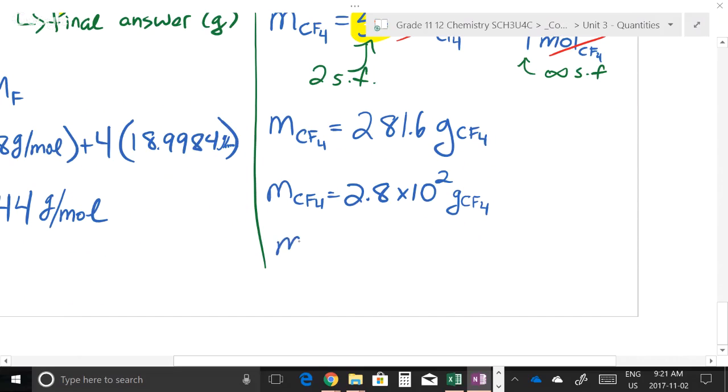Yeah, it would also have been okay, though I like the scientific notation better, to say 280 grams of CF4, because we know that that last zero isn't considered significant. But to me, it's still kind of ambiguous. My preference in this case is for the scientific notation, though both would get you full marks. Both would be considered fair and good answers, but I do prefer the scientific notation.